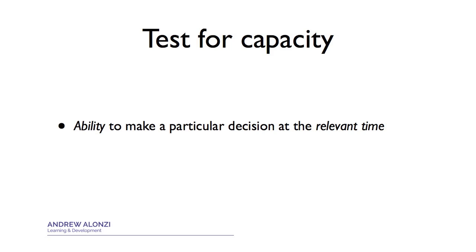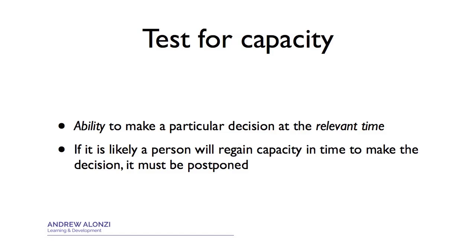It's not based upon her ability to make decisions in general. After all, a person may have capacity in respect of certain matters, but not in relation to other matters. Similarly, a person may have capacity at one time and not at another. If a person's capacity fluctuates, consider whether she is likely to regain capacity in time to make the decision. If it is likely that she will, then the decision must be postponed.